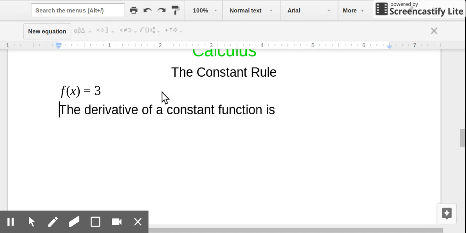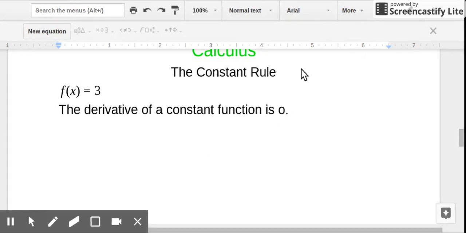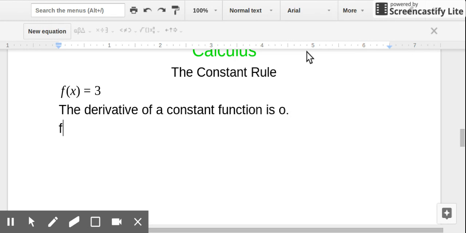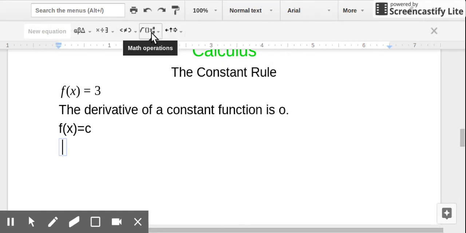Let me write it more generally here. If I said f of x is equal to c, where c is any real number, then what we can say is, now this is going to be some different notation that we haven't talked about, but this is a good time to actually use this notation.